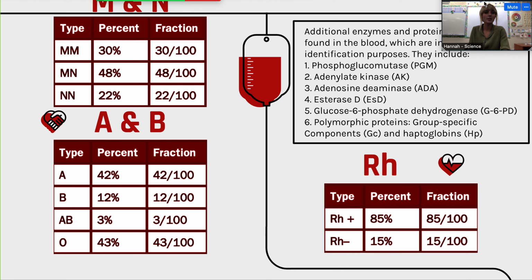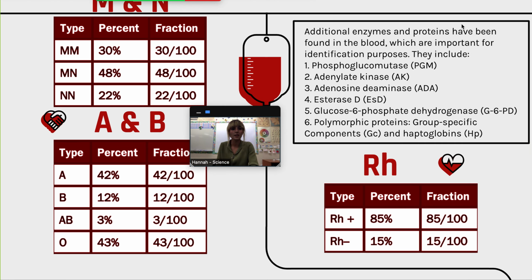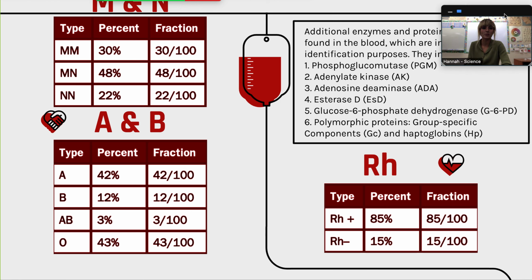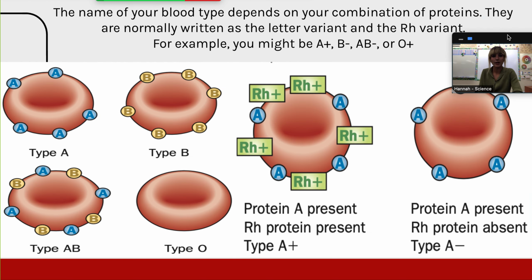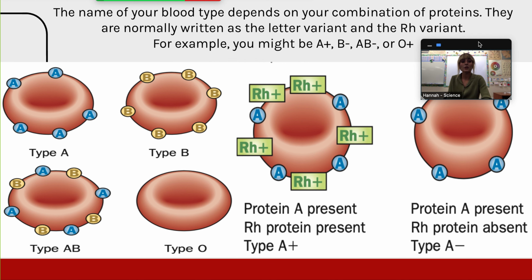So here's some other enzymes and proteins that can be used to continue to identify blood. We normally don't go this in depth unless you're really sensitive to blood transfusions. Then we might want to focus on how we can make it as exact as possible.